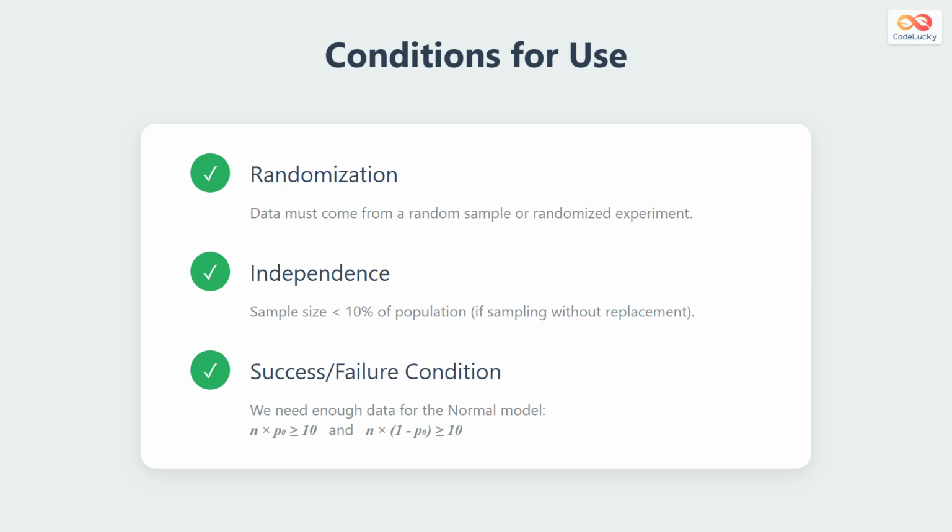Before we calculate anything, we must ensure our data is valid. We need three things. First, randomization. The data must come from a random sample. Second, independence. And third, the success-failure condition. We need to expect at least 10 successes and 10 failures to ensure our sample size is large enough for the normal model to apply.